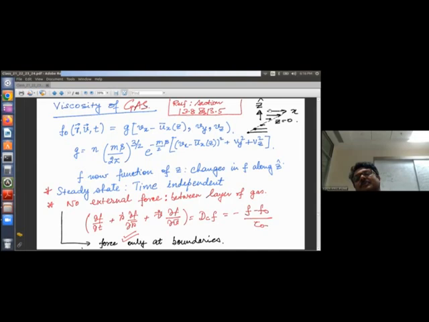A certain amount of momentum is transferred from here to here, but a certain amount of momentum is also being transferred from here to here, or you could say a certain amount of negative momentum is being transferred from this layer to this layer. So that also creates some shear stress.